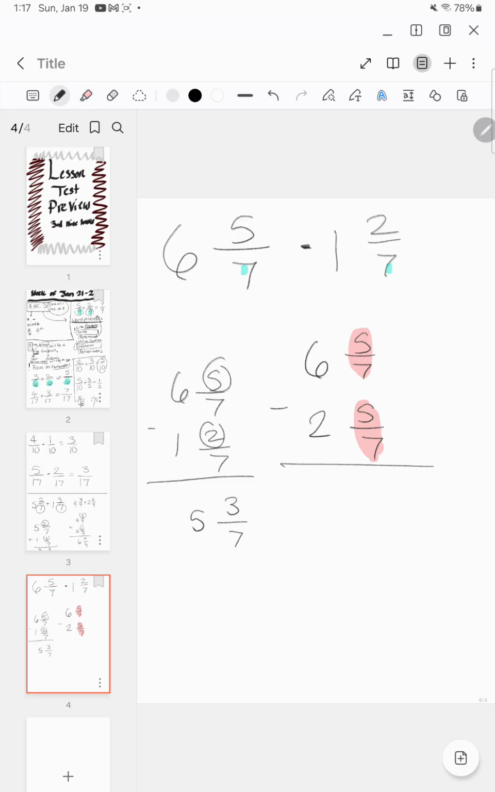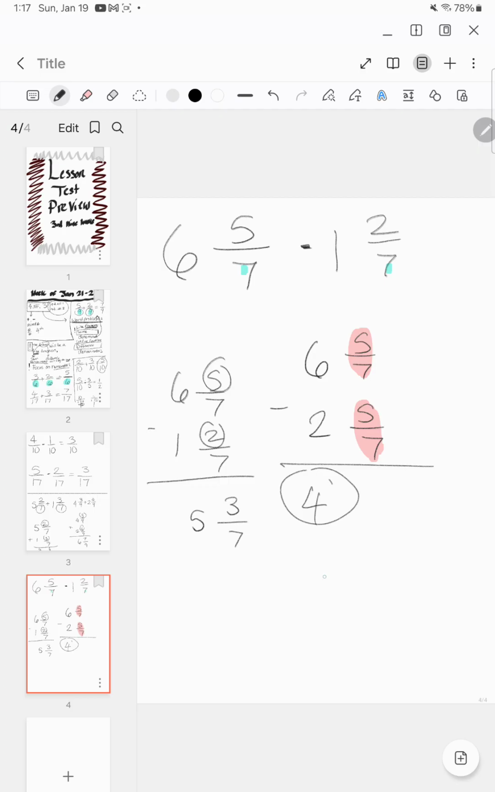I'll show you. So, 6, again, whole to whole, fraction to fraction. The denominator stays the same. I would say 6 minus 2 is 4. But here's the thing. 5/7 minus 5/7, that's like saying 1 minus 1. They're the exact same. So therefore, it cancels each other out. And your answer is just 4.